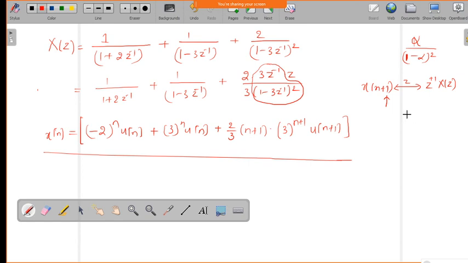Now if you assume x of z as 3 z inverse by 1 minus 3 z inverse whole square, we can write it as n into alpha power n, so in this form, n into 3 power n into u of n. This one we have written for this expression. Now if you multiply by z here, in the time domain it is a shifted version: wherever n is there, you put n plus 1. That is what we have written here, n plus 1 into 3 power n plus 1 into u of n plus 1. For the last expression, is it understood? Any doubt? Using the time shift property we have done this one.